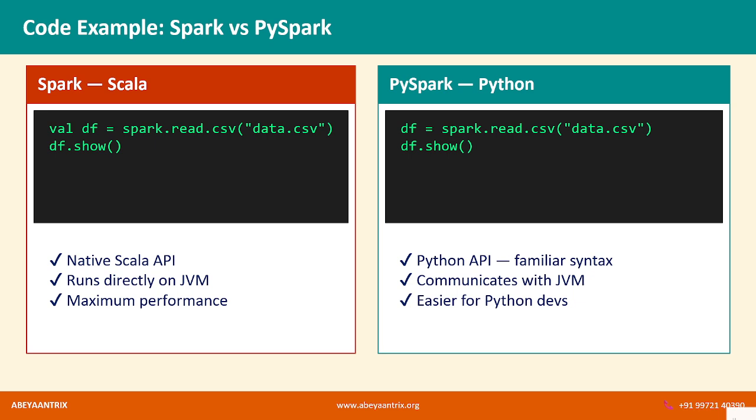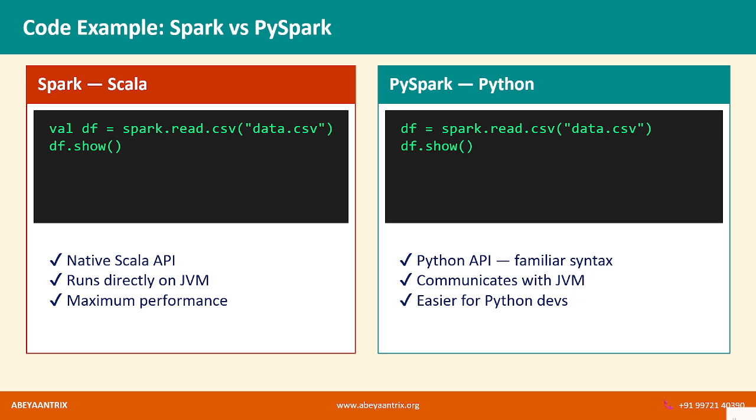So this is the native Scala API. It runs directly on the JVM and has maximum performance compared to PySpark. PySpark is the Python API. It has very familiar syntax compared to Scala, it also communicates with the JVM, and it is easy for Python developers to handle. Since you know Python, you might find PySpark very easy, and you can learn it easily compared to other people.